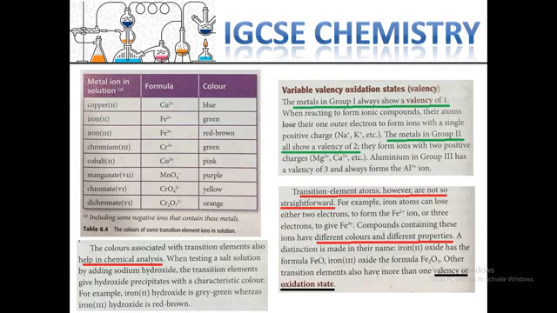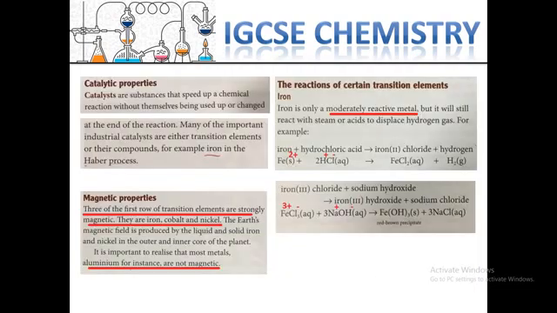They can receive 3 bond or 2 bond. They can show different valency, different color, and different property. So this is called valency or oxidation state. And another property is catalytic property, as we learned before in the previous lesson.